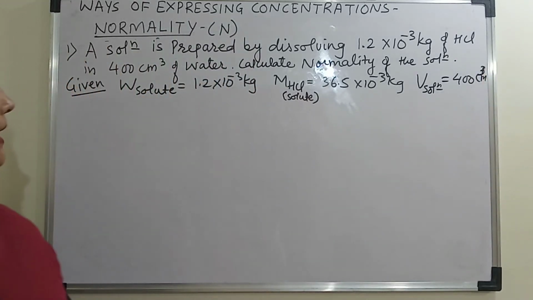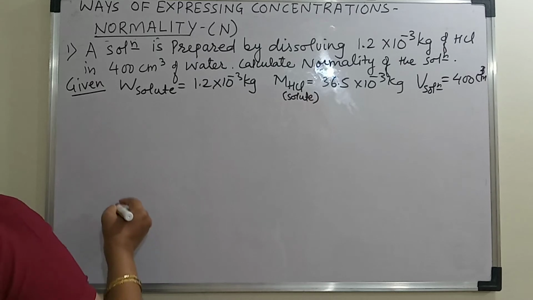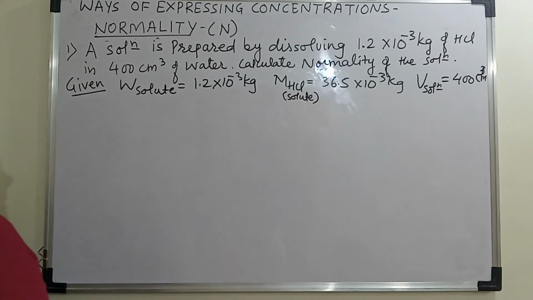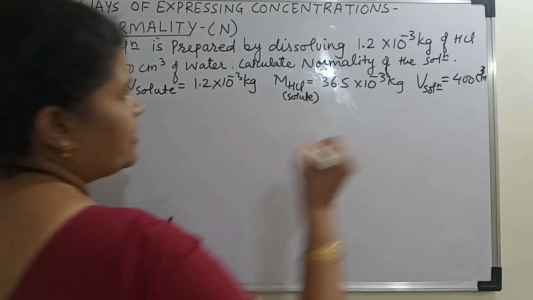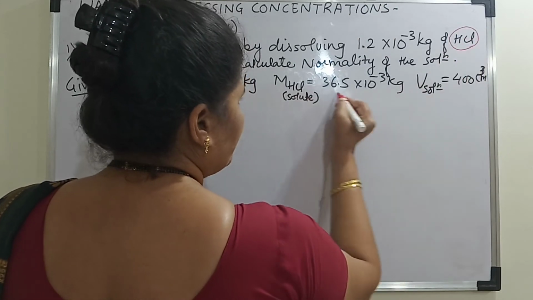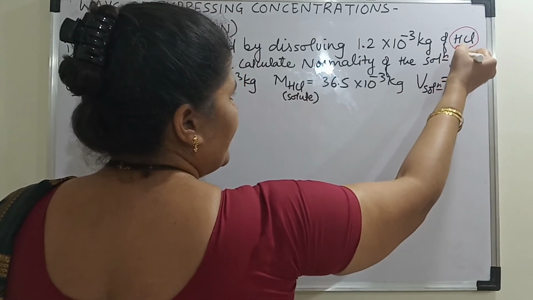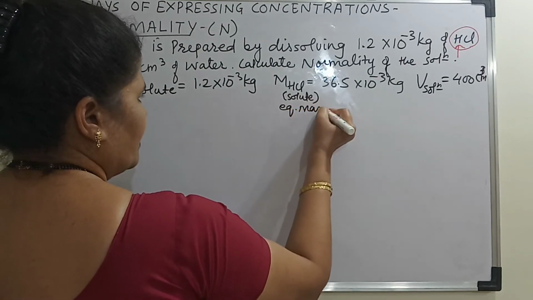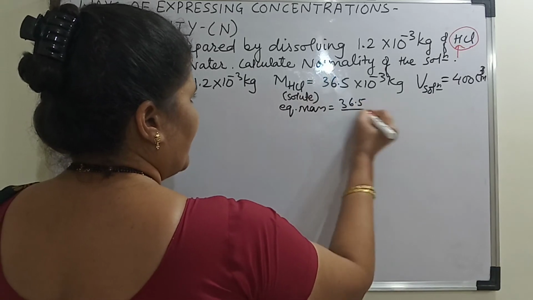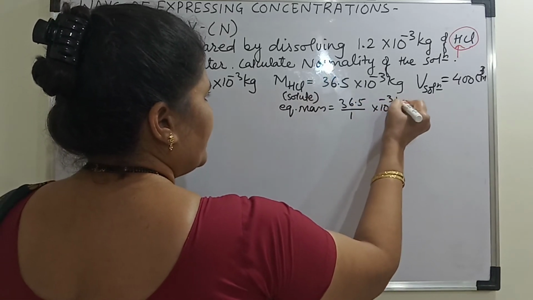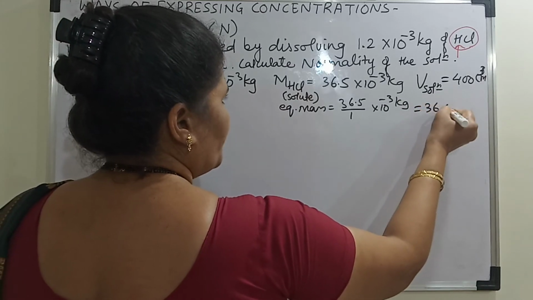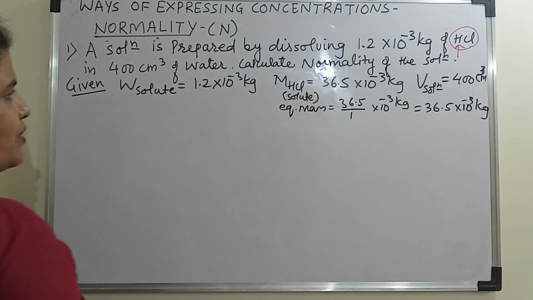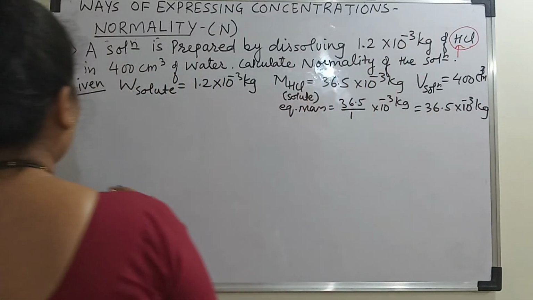What you need to calculate here is the equivalent mass or the number of gram equivalents. To calculate that, I need the molar mass and the number of replaceable H plus ions. If I see HCl, students, its molar mass is 36.5. How many replaceable H plus are here? Only 1. So its equivalent mass is also 36.5 upon 1 into 10 raised to minus 3 kg, so here it will be 36.5 into 10 raised to minus 3 kg. Here its molar mass and equivalent mass are both the same because there is only one replaceable H plus.